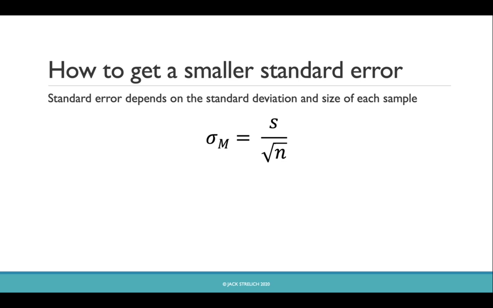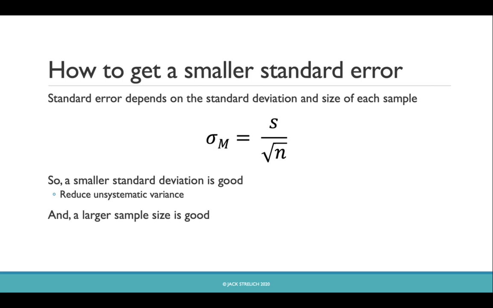So how can we get a smaller standard error? Standard error, as we see in the equation here, depends both on the standard deviation of the sample, represented by s in the numerator, and the size of each sample, represented by n in the denominator. So, a smaller standard deviation is good, and we can get this by doing everything we can to reduce unsystematic variance. Simultaneously, a larger sample size is also good, and we can do this easily just by involving more participants in our research. Both of these will result in a smaller standard error, and thus a more accurate estimate of the population parameters.